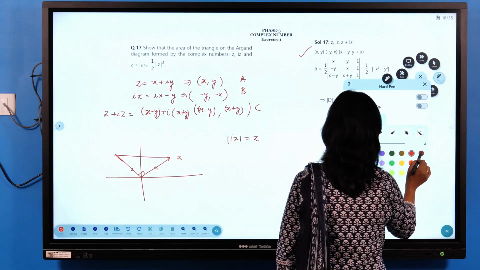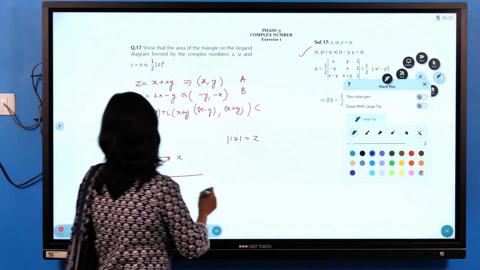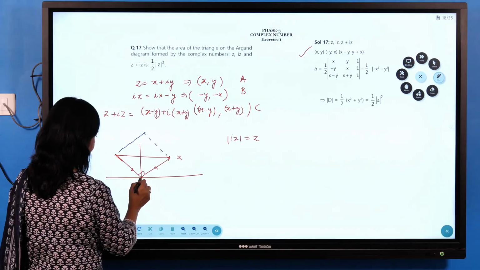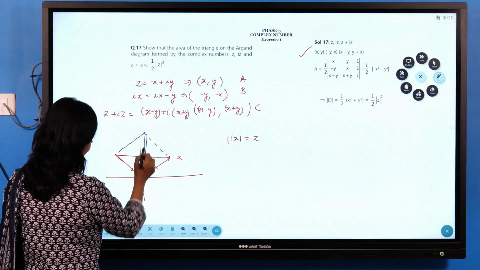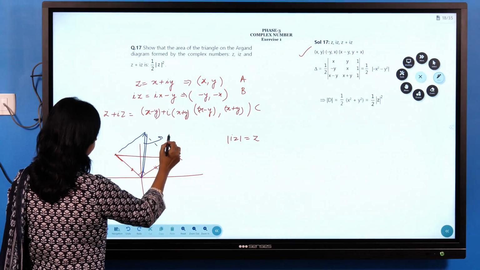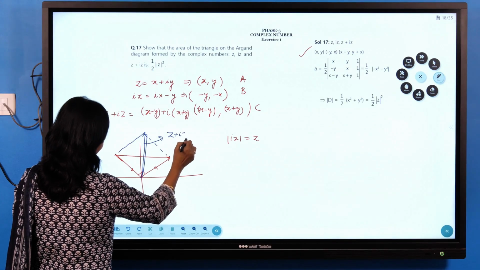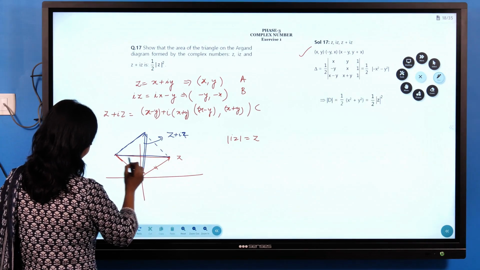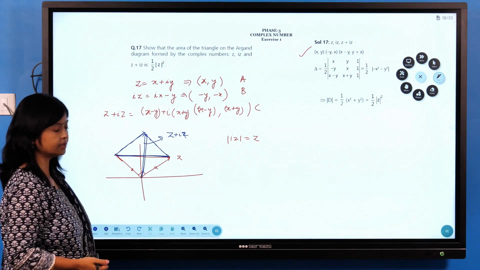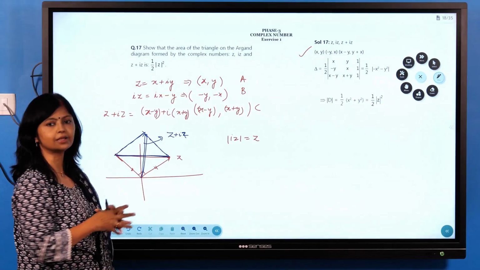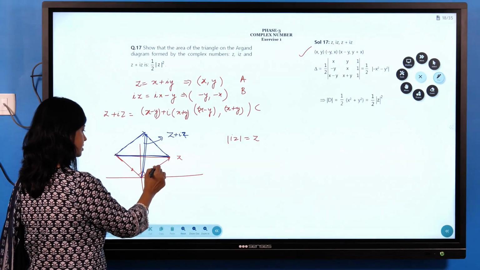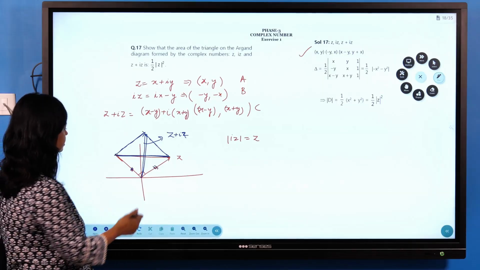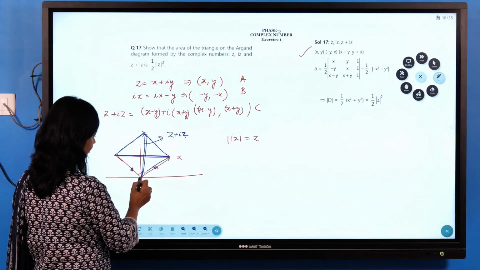z plus iz is, if they form a parallelogram, then the diagonal of the parallelogram. So this is z plus iz. And what we have to find out is the area formed by this triangle, the blue triangle. Now this whole thing is nothing but a square, because this is equal to this and it's a parallelogram with 90 degrees. So that means we just need to find the area of this part.